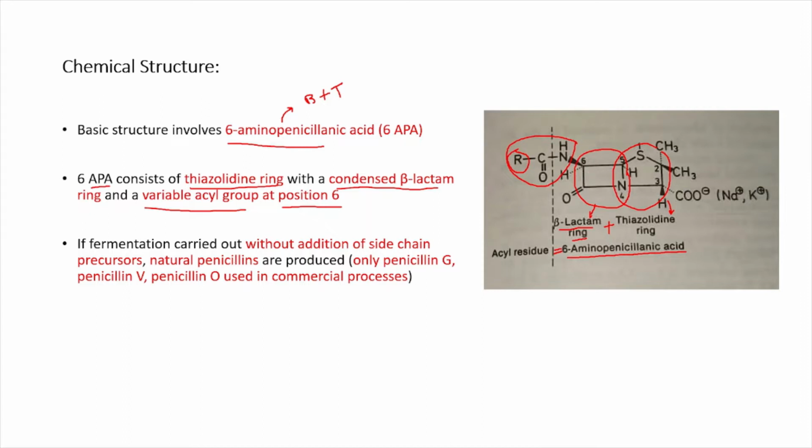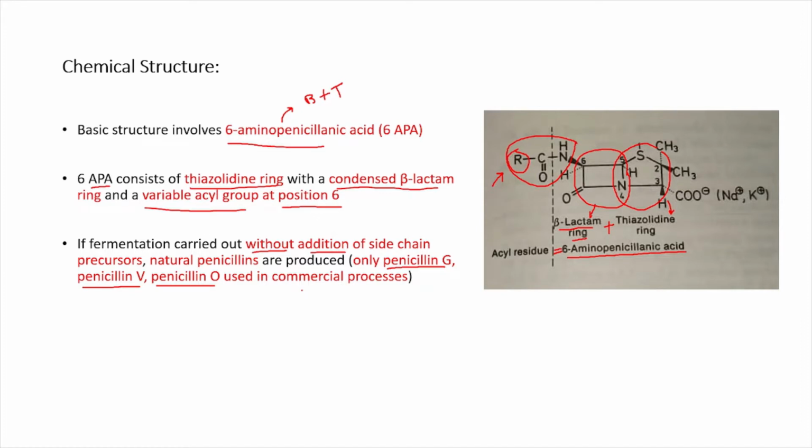If fermentation is carried out without addition of any side chain precursor, that is, if you do not add any particular acyl group at this position, then what will happen? Automatically natural penicillins will be produced, and out of these natural penicillins, penicillin G, penicillin V and some amount of penicillin O are mostly used for commercial processes.